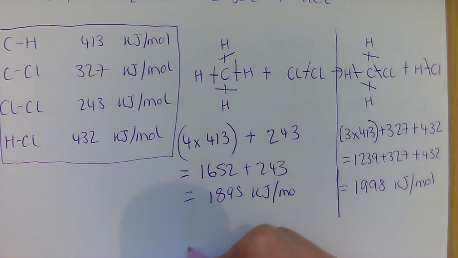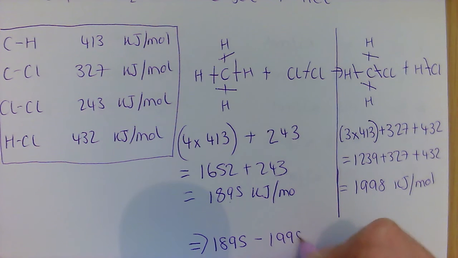But I need to finish the equation off for the overall energy change, which is just going to be this number minus this number. So the first number that I've calculated, take away the second number that I've calculated. So 1895 minus 1998. So it's minus 103 kilojoules per mole. So that's my answer. That's going to get me the final mark in the calculation.